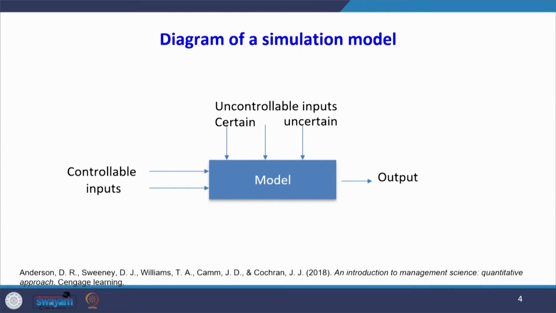If I look at this picture, on the right hand side there is the output, and there are controllable inputs. A controllable input is the decision which you are going to take. Suppose, launching a new product, it has to be launched or not, that is a controllable input. In launching the new product, there are many variables which are not in your hand, that may be certain or uncertain. If it is certain, there is no problem, but if it is uncertain, that is the case where we need the concept of simulation. If the inputs are uncertain, how is that going to affect our output? That is the purpose of this lecture.